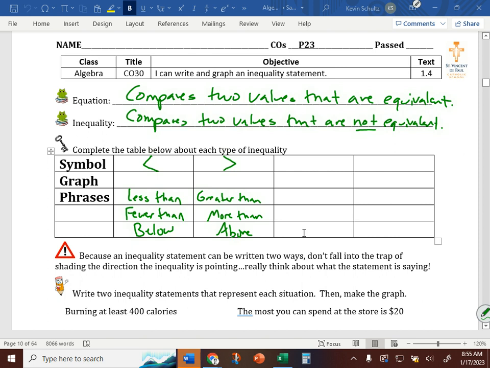Okay? Probably fourth or fifth grade, maybe last year, you learned about two others. What are they? Less than or equal to. Okay? It's the less than symbol with half an equal sign. Right? Less than or equal to. What other phrases would go along with that one?